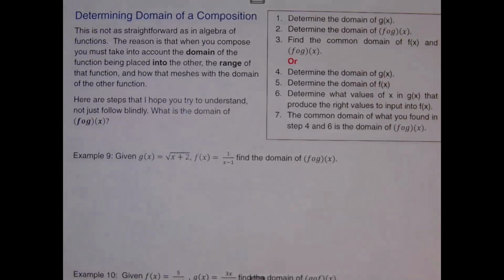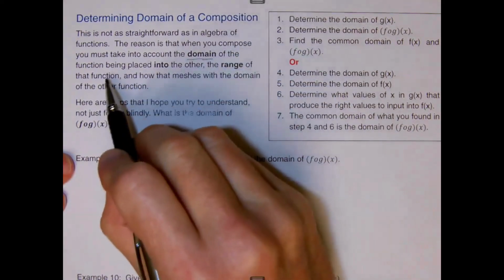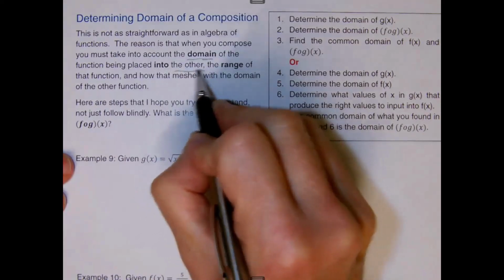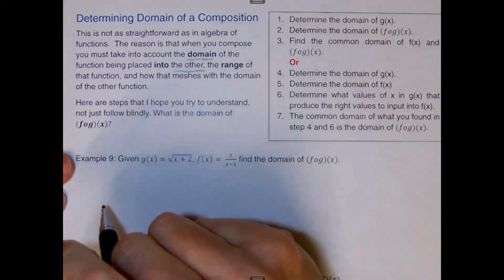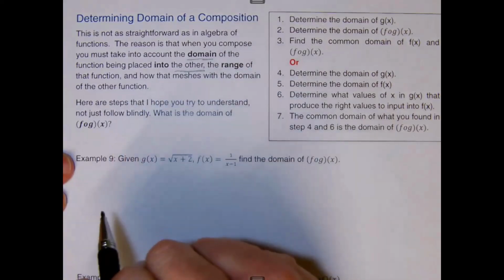Now we're going to look at determining the domain of a composition. And this is not as straightforward as an algebra of functions. The reason is that when you compose, you must take into account the domain of the function being placed into the other, the range of that function, and how that meshes with the domain of the other function.